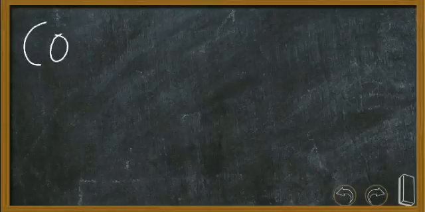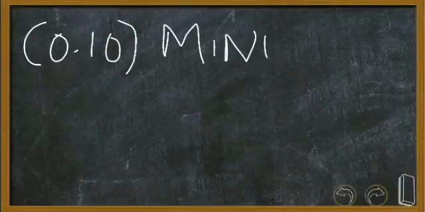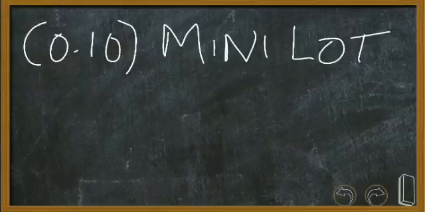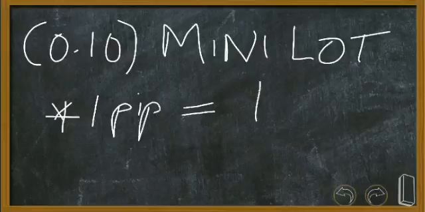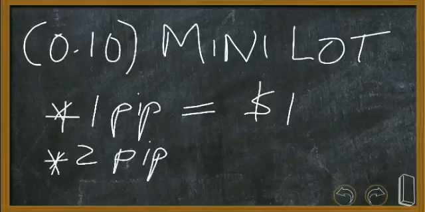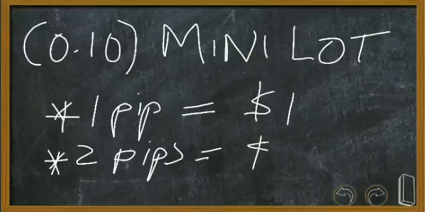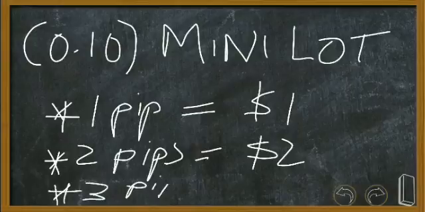So let me further explain. You see the volume is 0.10. The volume for a mini lot. And 1 pip is equivalent to $1. So if you gain or lose a pip, you will gain or lose $1. Then 2 pips is equivalent to $2. 3 pips, that's $3.